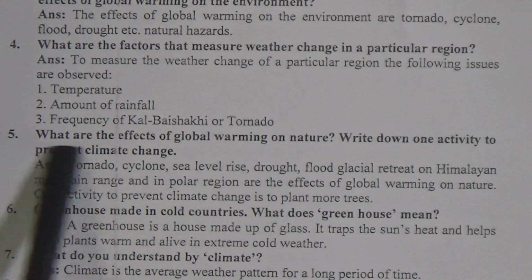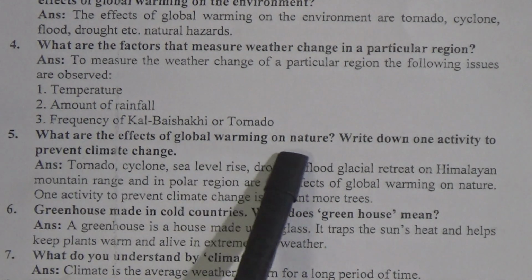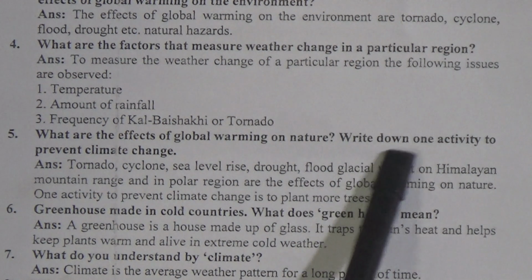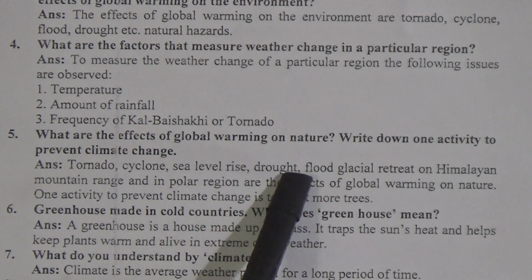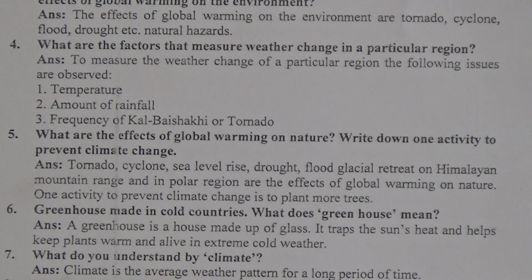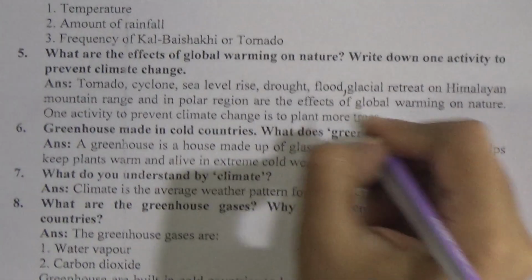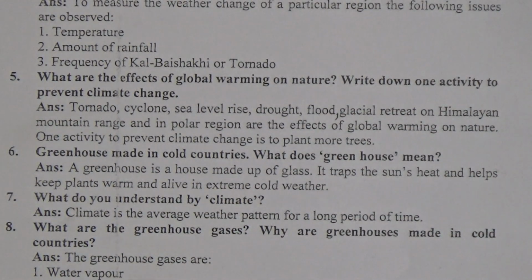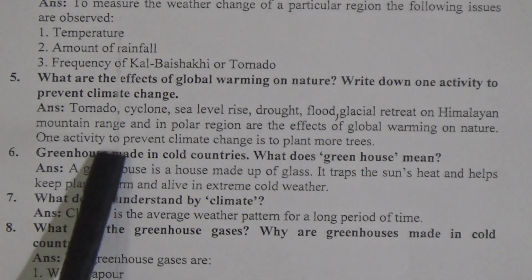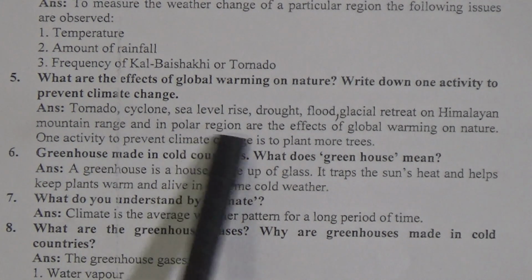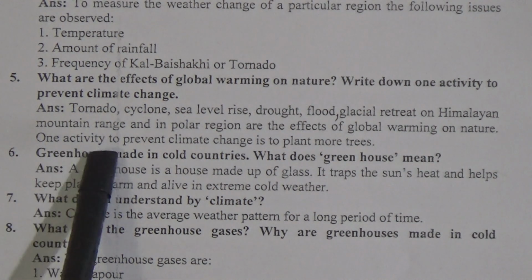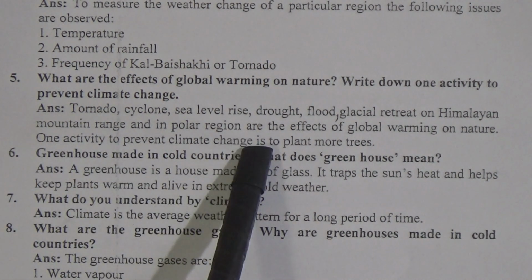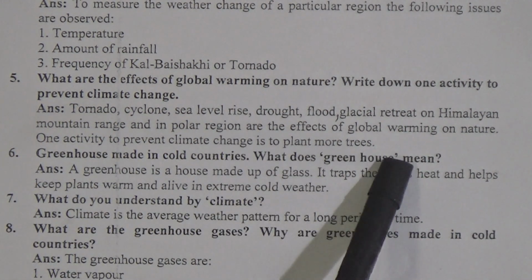Question number 5 is: what are the effects of global warming on nature? Write down one activity to prevent climate change. The answer is tornado, cyclone, sea level rise, drought, flood, glacial retreats on the Himalayan mountain range and in the polar region are the effects of global warming on nature. Then one activity to prevent climate change is to plant more trees.